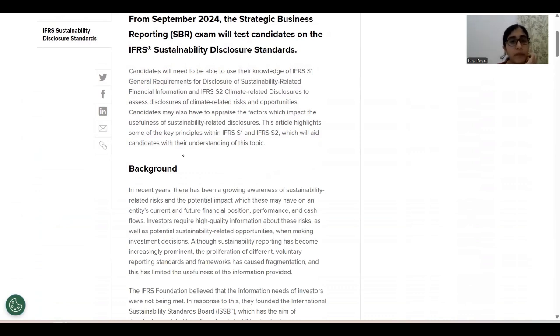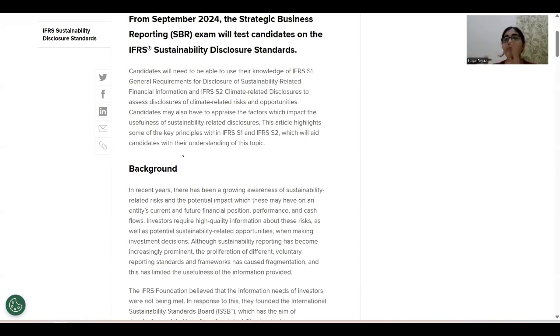So candidates will need to be able to use their knowledge of IFRS S1 and 2 to assess disclosures of climate related information, etc. So how much disclosure is required? Whether it is material enough to be disclosed or whether it is not. General stuff will be tested, guys. And you will have the correct number of marks also. Like there'll be 7 marks given or 5 marks given or however much will be expected out of you.